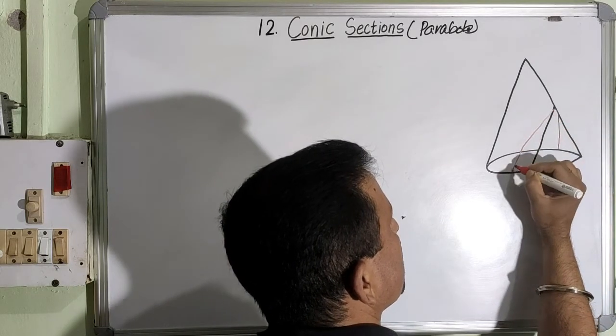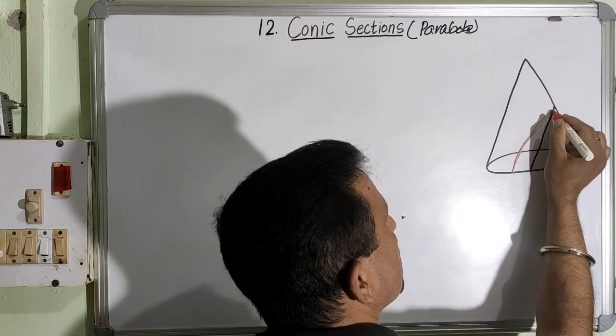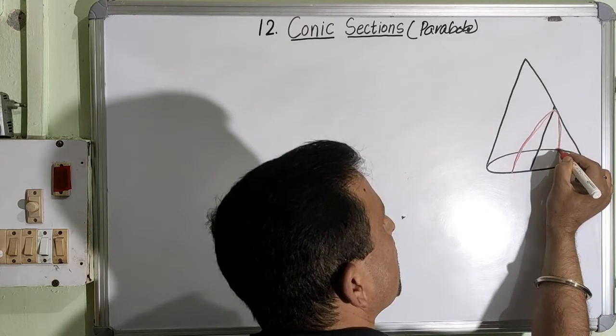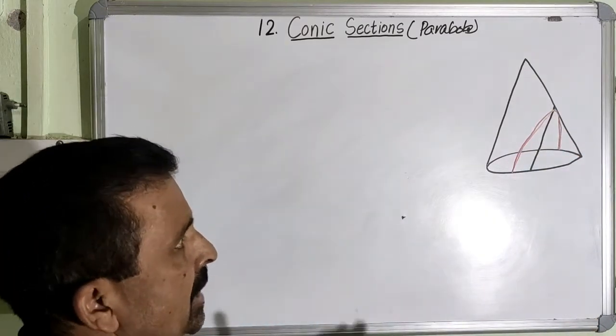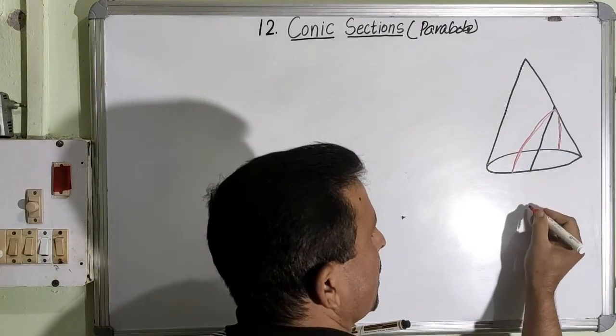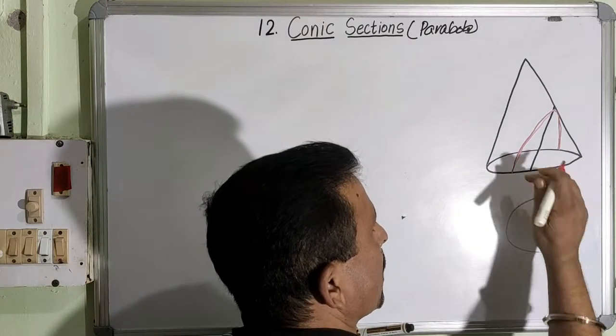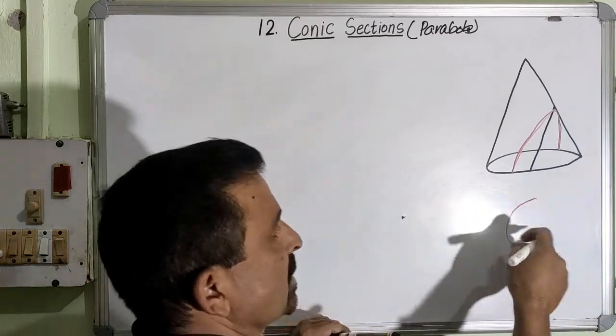We'll get a shape somehow like this. My shape is not very good because I'm not a drawing teacher. Now, this shape is called a parabola. This will come somehow like this, and this is called a parabola.